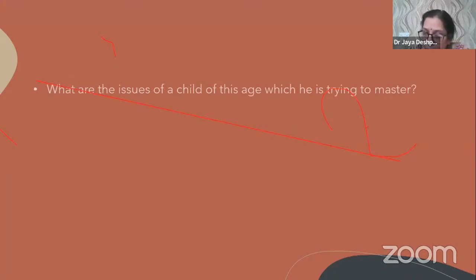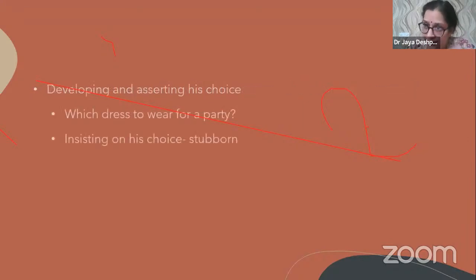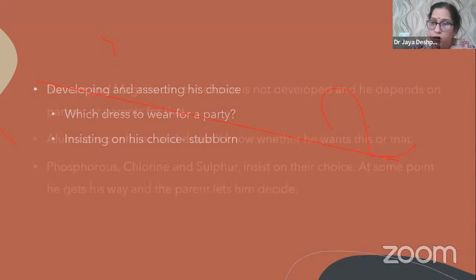So, if you talk about a child up to 6 years of age, what are the issues he's trying to master? So it could be something like asserting my choice or trying to develop my choice. Like which dress to wear for a party. Now the child will tell, no, I won't wear this. I want this particular dress. Or trying to comb on his own. Generally, the mothers groom their kids, they comb their hair and all. Now this kid is trying to assert himself, and I will comb my hair myself. So some sort of stubbornness starts to appear.